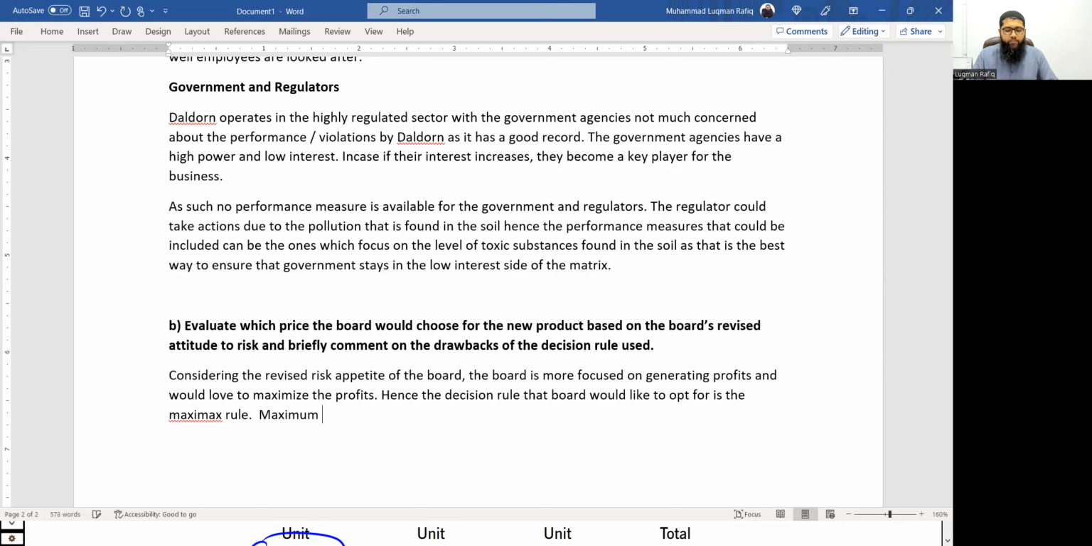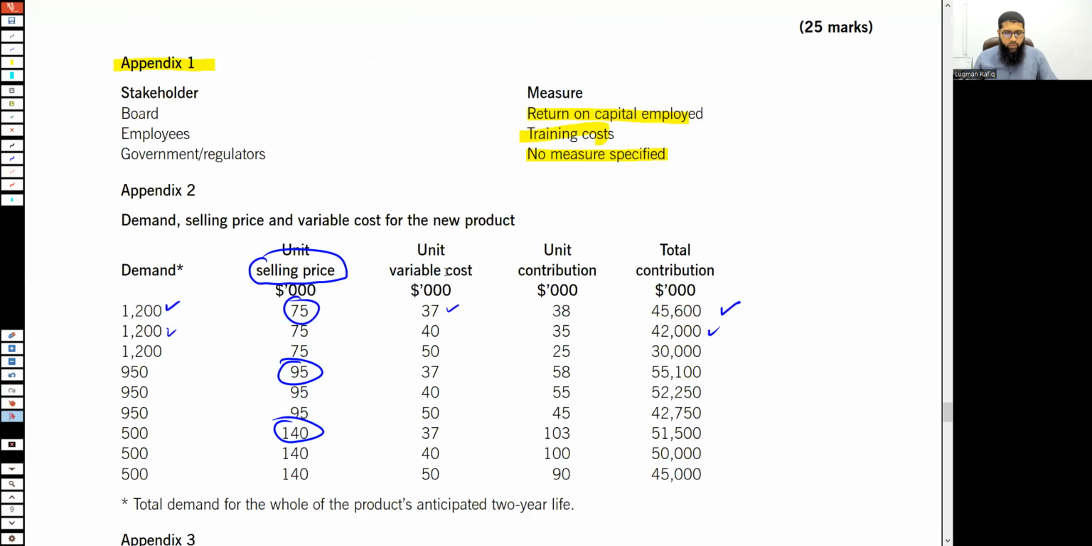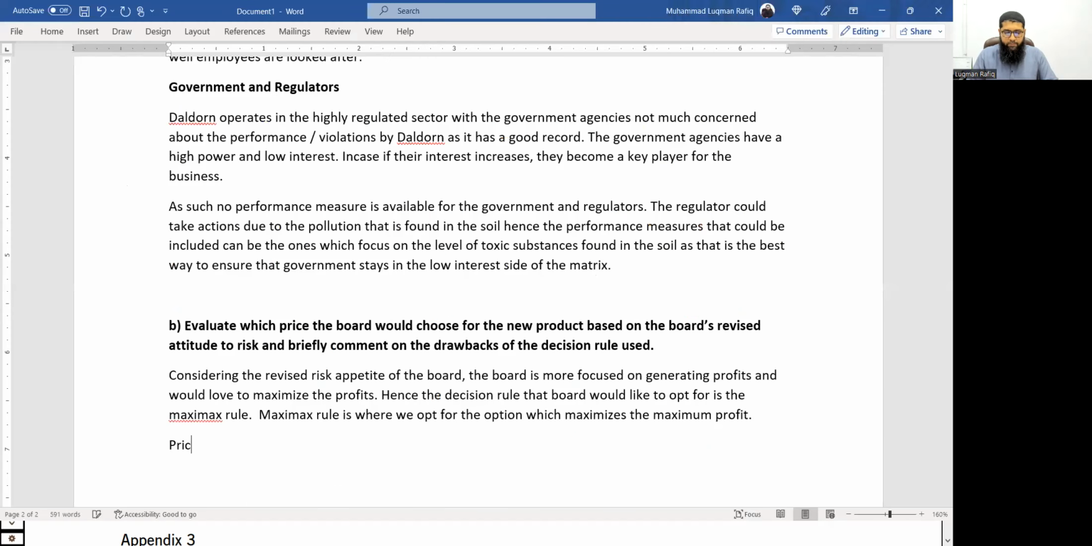The maximax rule is where we opt for the option which maximizes the maximum profit. So if I look at this, at a price of 75, the maximum profit is this. At a price of 95, the maximum profit is 5,500. At a price of 140, the maximum profit is 51,500. So the price and the profit.